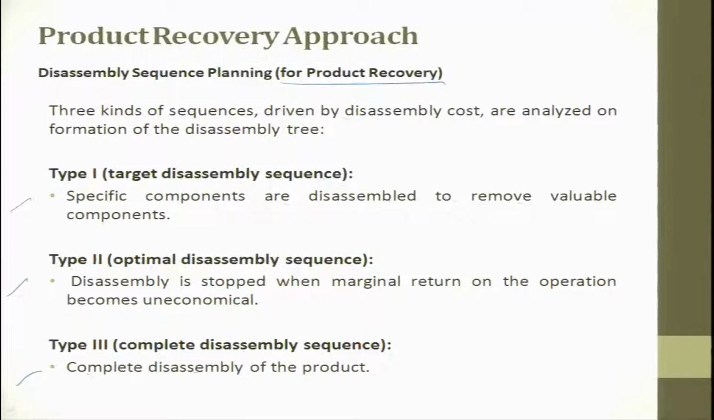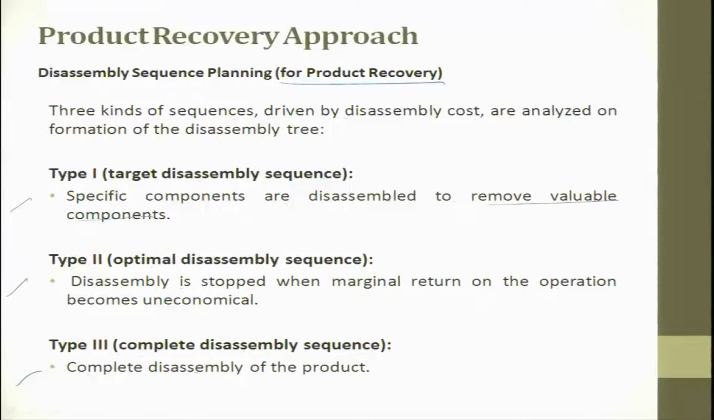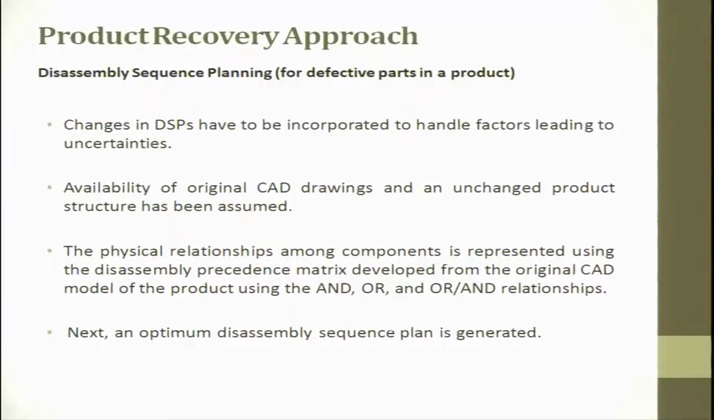Target disassembly sequence means you try to remove valuable components alone. In a car, for example, I find that the engine is pretty expensive, it is the heart, so I want to take it. That is called the target disassembly sequence. Optimal means you keep removing until a level where doing anything more would be uneconomical. That is the optimum disassembly level. And complete disassembly is completely disassembling everything into small parts.